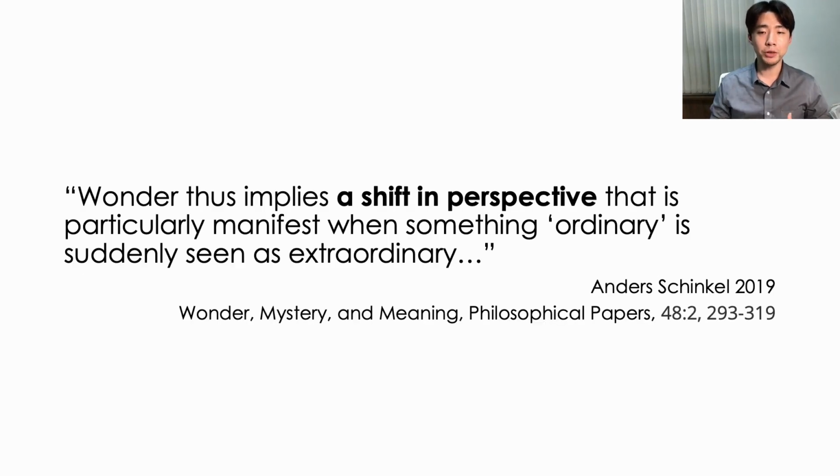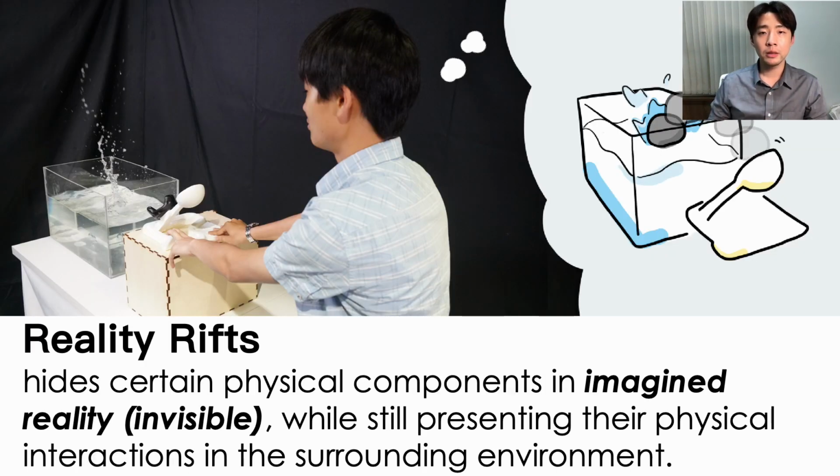To induce a sense of wonder, we borrow the concept from Anders Schinkel, who says wonder thus implies a shift in perspective that is particularly manifest when something ordinary is suddenly seen as extraordinary. So the key idea behind reality rifts is to hide certain physical components in an imagined reality. In other words, they only exist in the imagination and are invisible. In the meantime, the remaining physical outcome still happens in the surrounding environment, making the user feel something ordinary suddenly seems extraordinary.